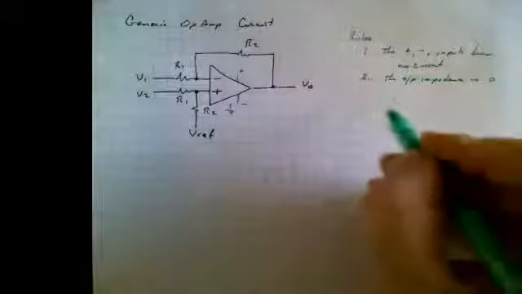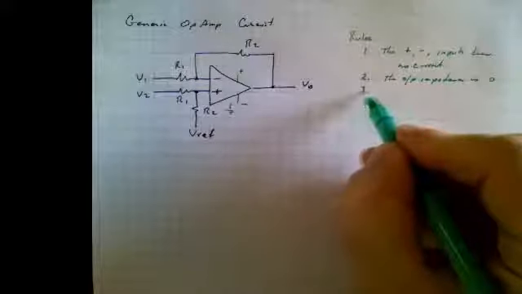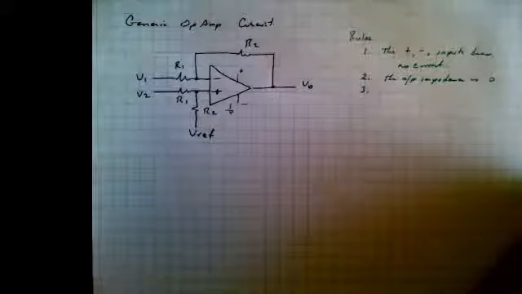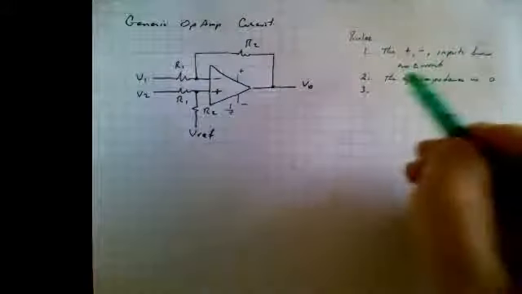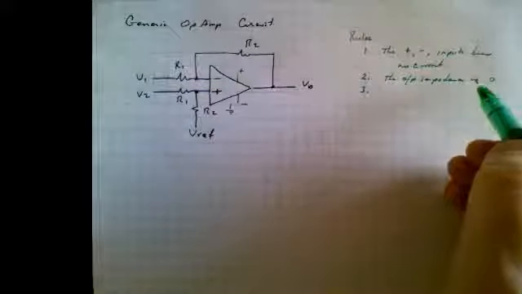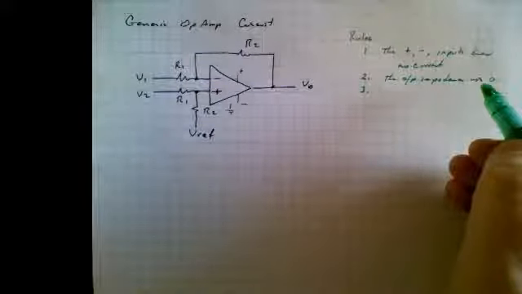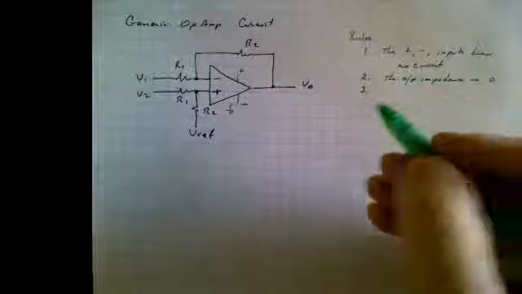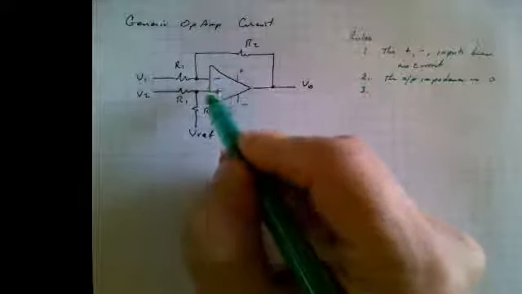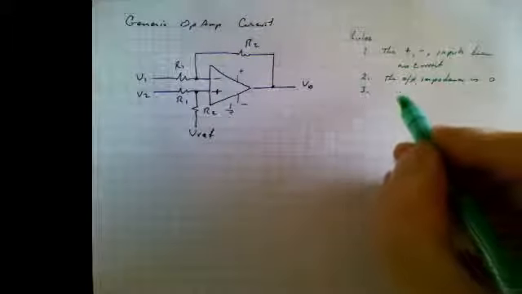And the third rule is a very, very interesting one. These two are simply rules which correspond to any ideal amplifier. The input has infinite impedance, the output has zero impedance. But the third rule is peculiar to op-amps, and that is that these two input voltages here, the inverting and non-inverting inputs, are equal. So there it is.